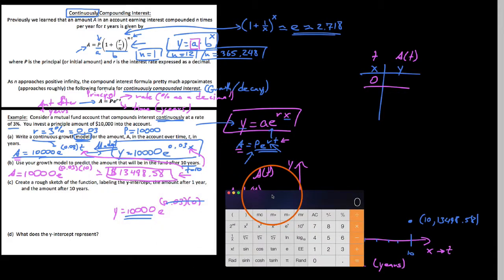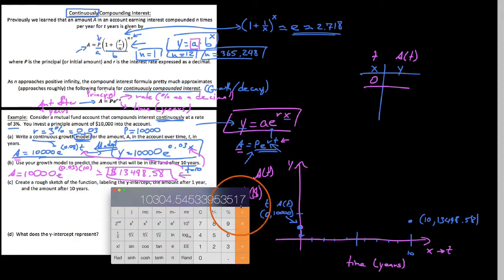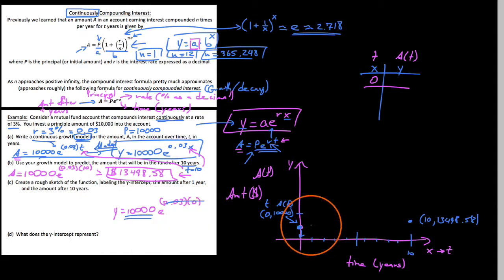So 1 year, into our model, we would have plugged in a 1 here instead of a 0. So 0.03 times 1 would be our 0.03. We'll take e to the power of that. We're going to take that times 10,000. So about 10,304. So I'm going to write this on our graph here at about 1 here. At 1 year, I should label this up here. At 1 year, we had about $10,304, and I'm just going to leave it at that right there.